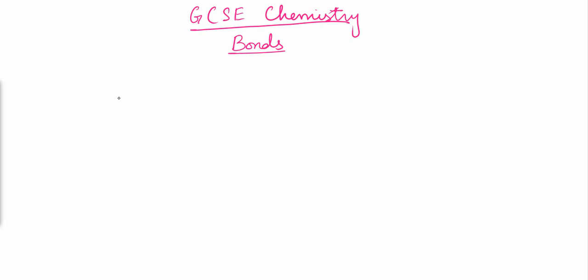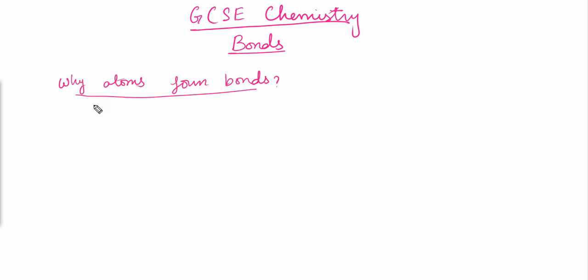So let's start off with the chemical bonds, but before that let me discuss why atoms form bonds, or how a bond is formed. So basically atoms form bonds to stabilize themselves, and they form bonds through the movement of electrons with the other atoms. So let me just write it over here.